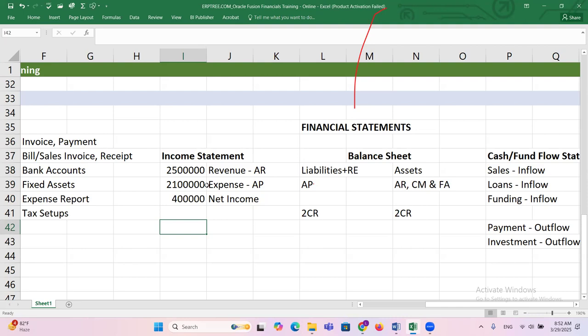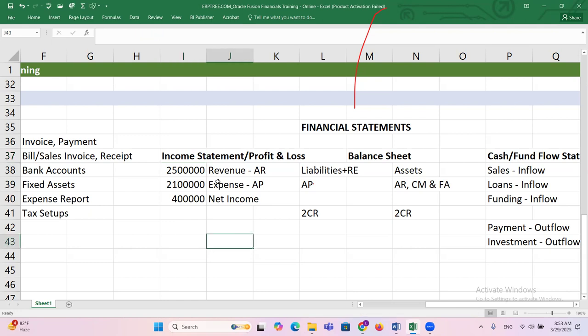That means in income statement, what purpose are you using it for? To find out profit or loss. That is the reason income statement, you can call it as profit and loss statement also. You can use any name, income statement or profit and loss statement. Statement, I am not writing since there is no space there. Okay, income statement or profit and loss statement.